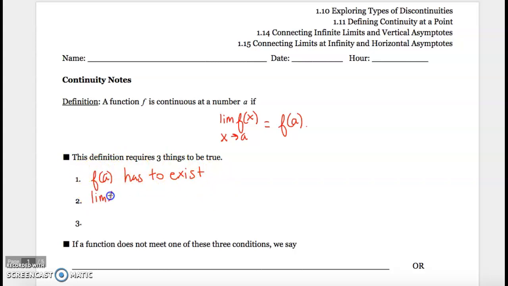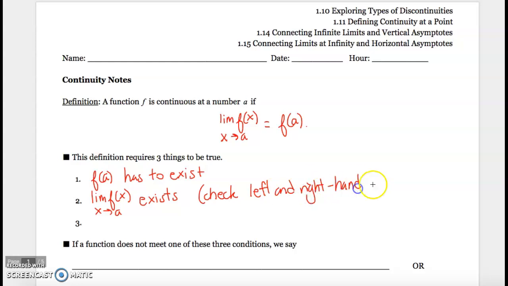Then you have to check and see if the limit exists. And when we do that, sometimes you might have to check your left and right hand limits. Okay. And then last but not least, once you know that they both exist, you have to see if they actually equal each other. So if those three things are true and you check them in that order, then you would say your function is continuous at that number, okay?